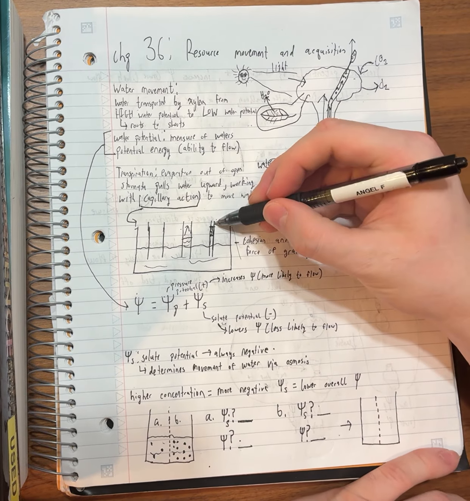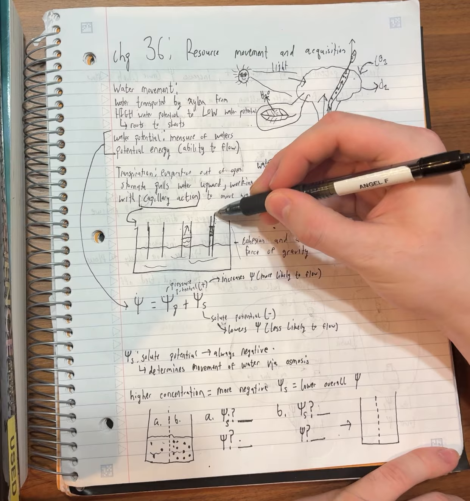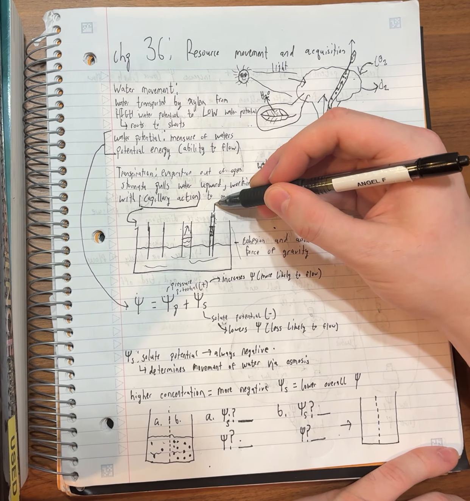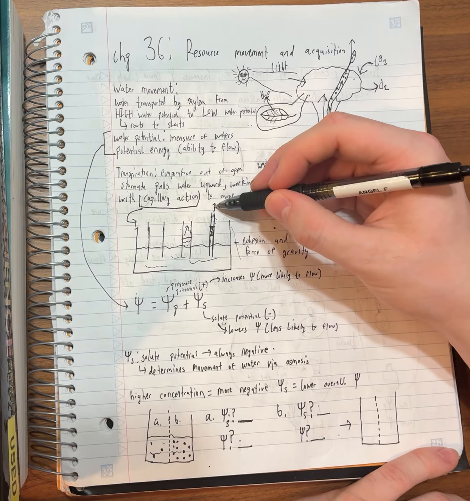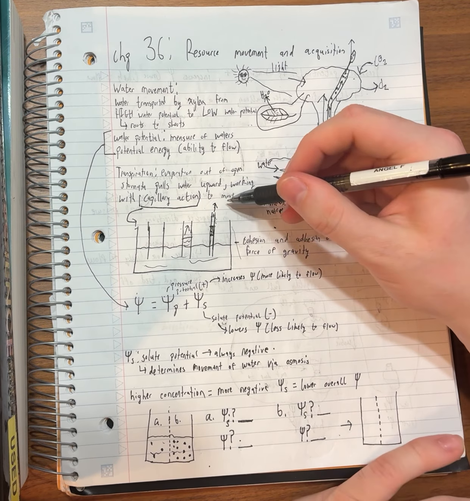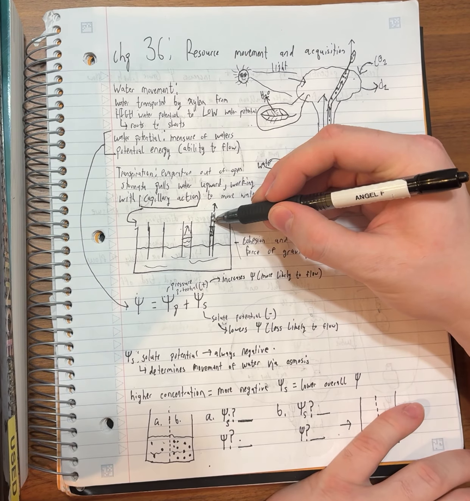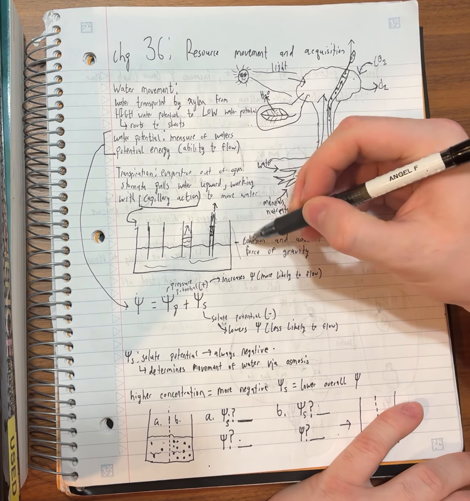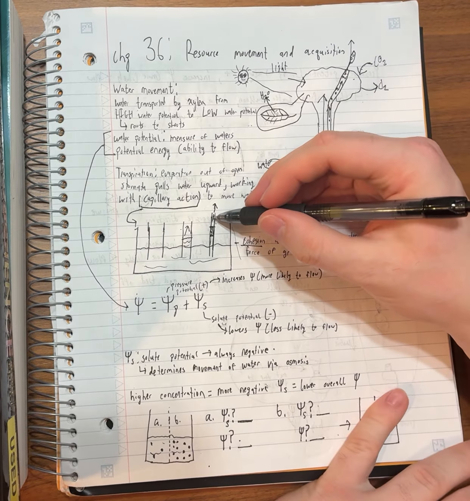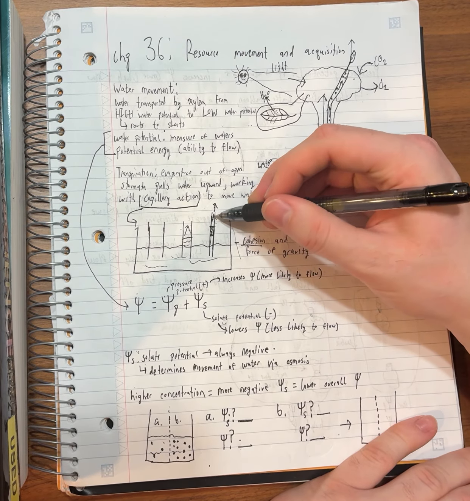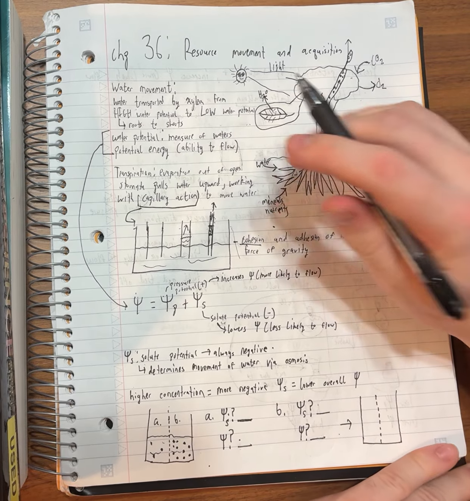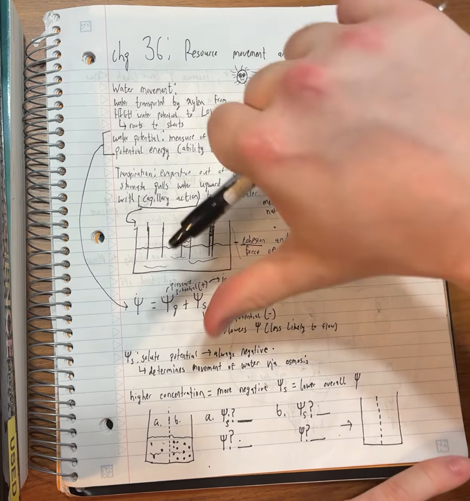How this relates to transpiration is, let's say we have a water molecule here that evaporates. When that water molecule leaves, it's going to do two things. One, it's going to pull other water molecules towards it because of cohesion, but sort of the bigger thing is it's going to leave behind an empty space. And when there's an empty space, that means pressure has decreased.